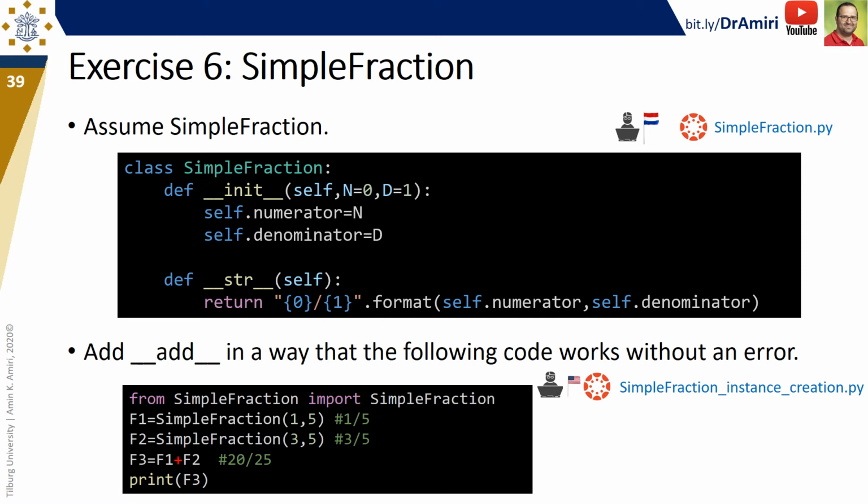So now the exercise is like this. You have to pause here for a minute and try to add __add__ in a way that the plus sign can add two fractions and create a new instance of SimpleFraction, which contains the summation of the two instances.